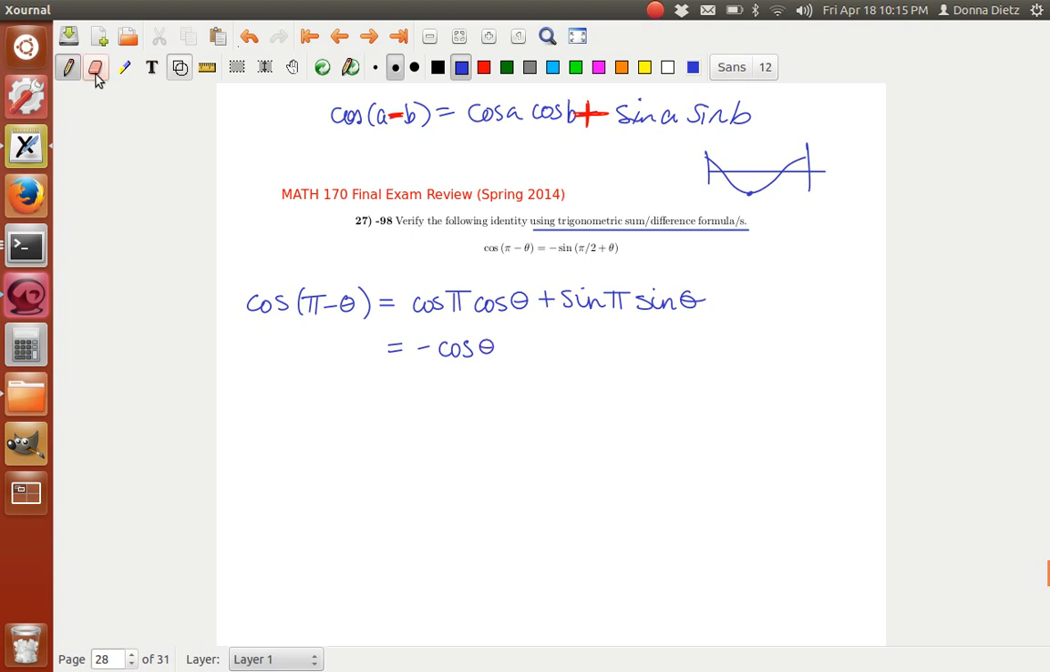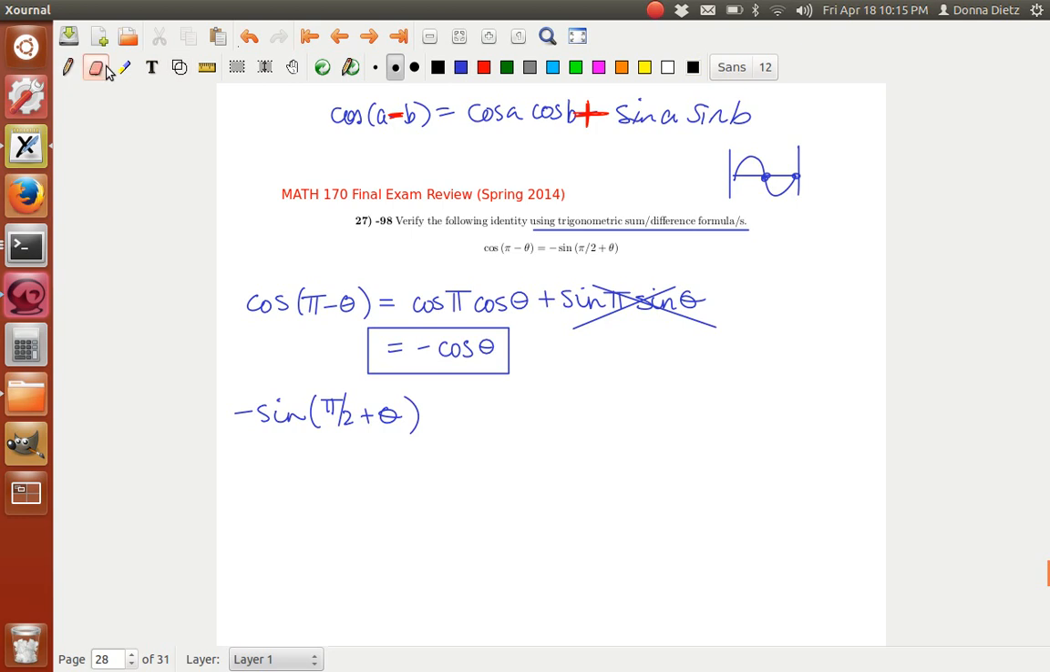Well, what does sine of pi look like? Sine does this kind of thing. Here's 2 pi. Here's pi. That's 0. This thing goes away. Great. So the left-hand side boils down to minus cosine of theta. How wonderful. The right-hand side is still a mess, so let's see if there's anything we can do about that.